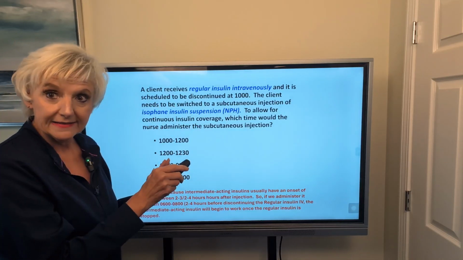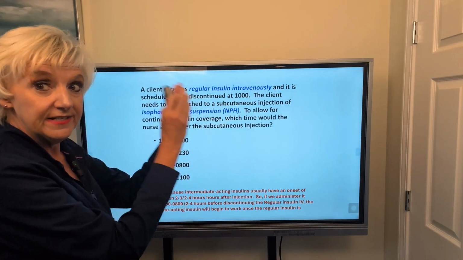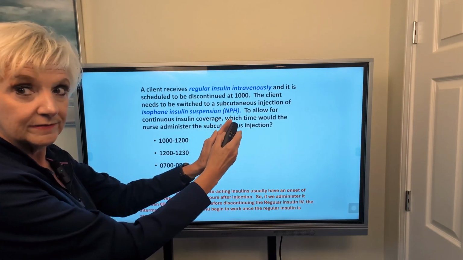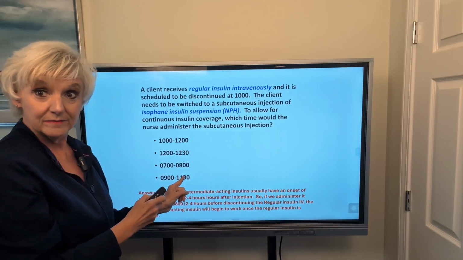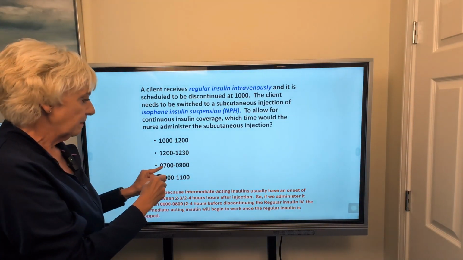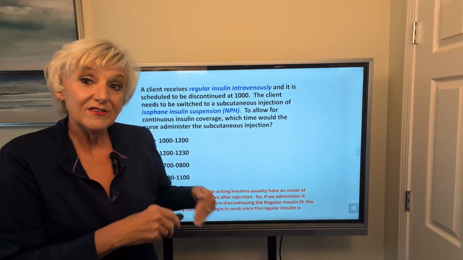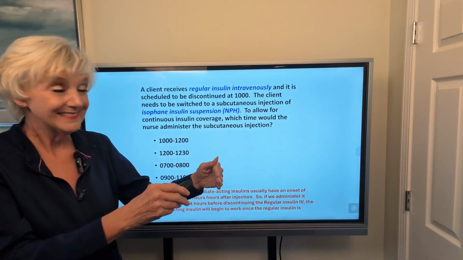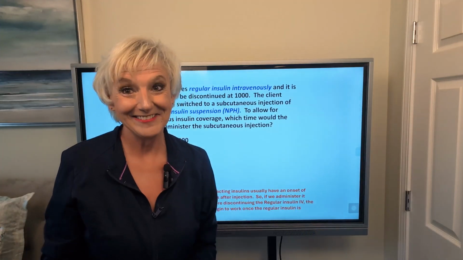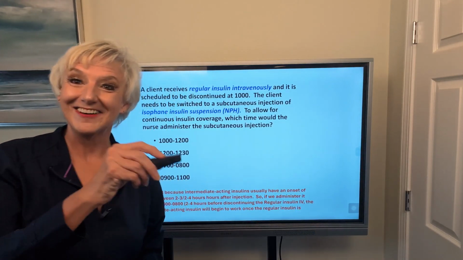So plan it. That's cutting off at 10 o'clock. Back it up 2 hours. 10, 9, 8, we can give it. Or back it up again to 7. That way, when it starts to have its onset of action, it's time to turn that off. And he won't miss any insulin coverage. Okay, let's go.